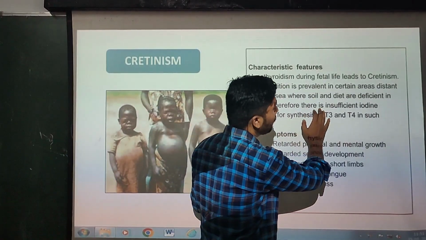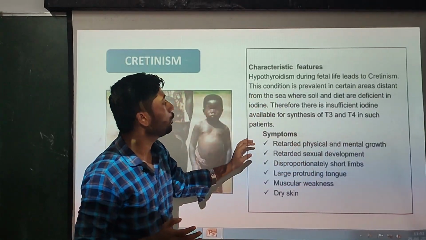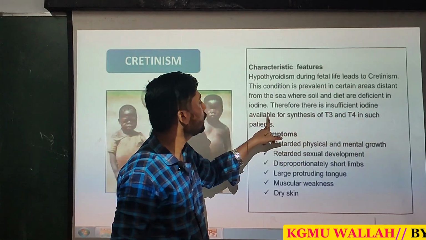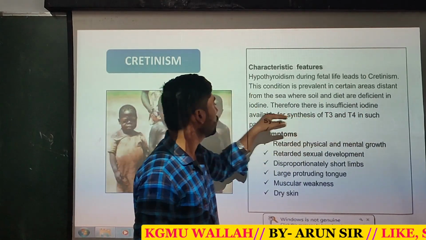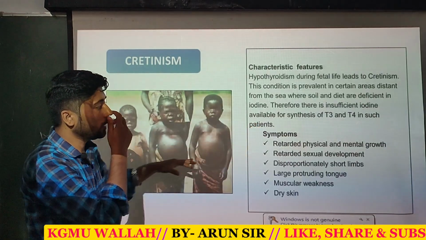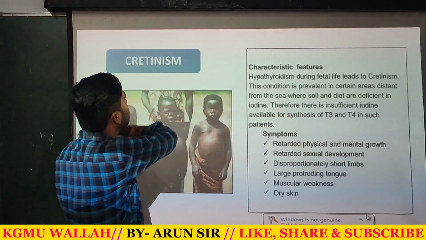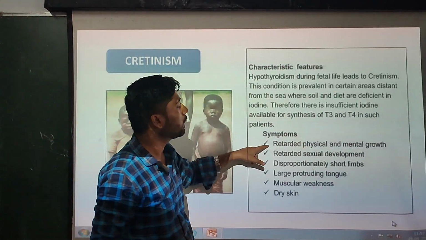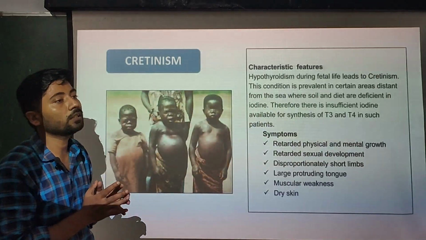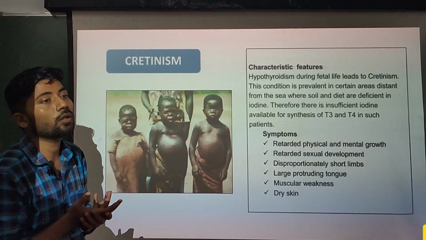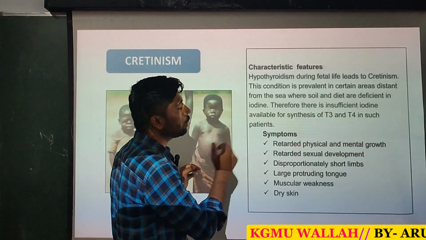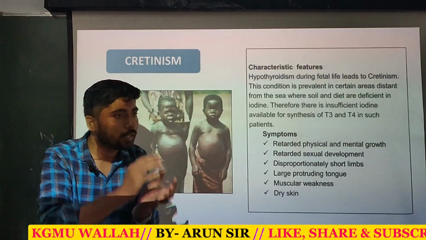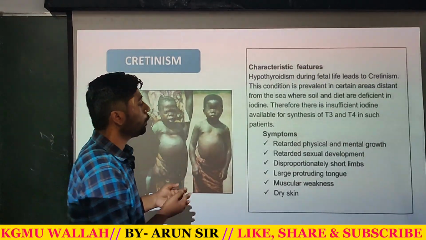Means if they do not take proper iodine, then they may suffer from insufficient iodine, and then T3 and T4 are deficient in your blood, and it leads to which disease, cretinism. If you talk about the symptoms of cretinism, you can see retarded physical and mental growth. The patient also suffers mental retardation, means the IQ level will be low and mental growth will be low. And retarded physical growth, development will be very slow, not developing at the proper age.